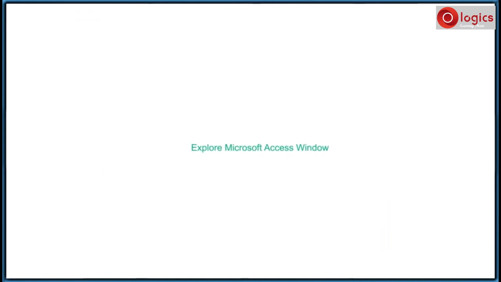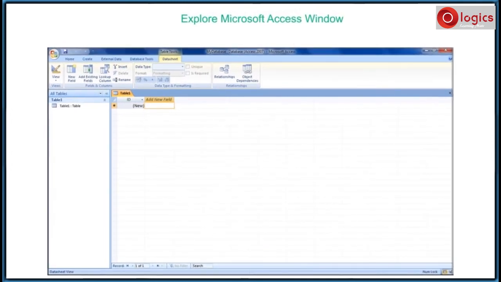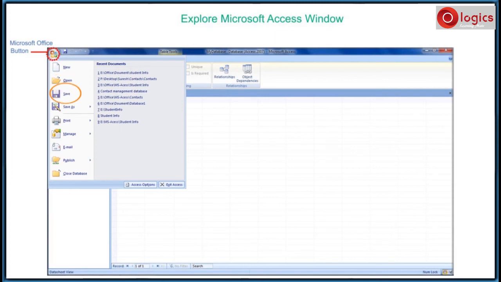Exploring Microsoft Access window. Here we are going to understand various utilities of Microsoft Access. As all we know, MS Access is used to create databases. This is Microsoft Office button. Allows you to create a database, open an existing database, save as, print, manage the database and close the database. In this option, you can see recently opened databases also.